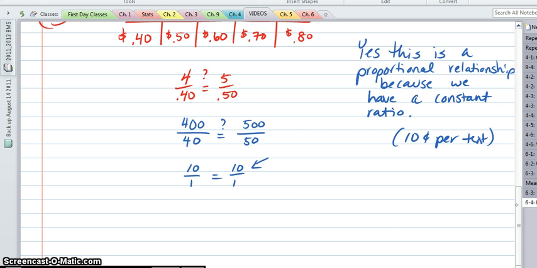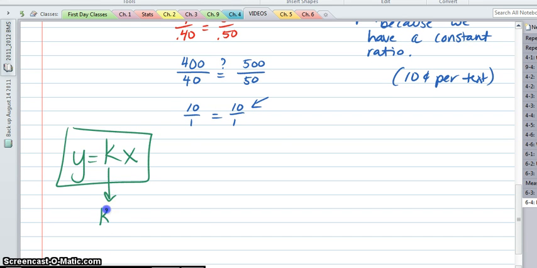Okay, now let's go ahead and talk about how we can develop an equation for proportional situations. The format of the equation we are going to use is this, y equals kx. This is referred to as direct variation, and we'll come back to this later on in the school year.